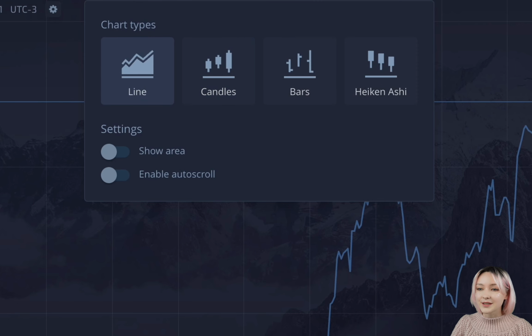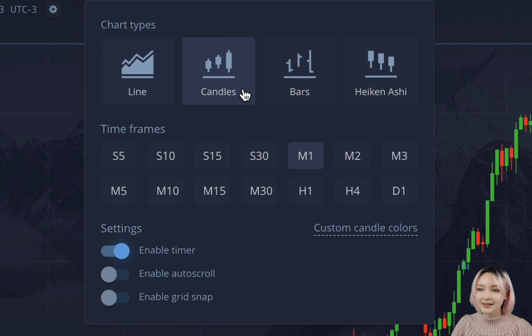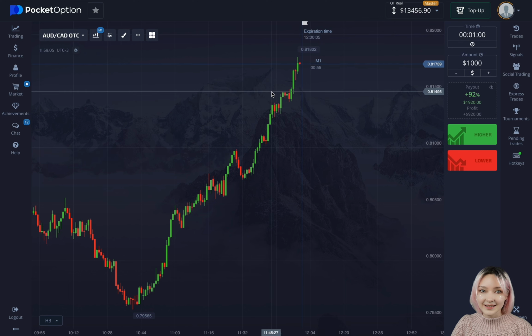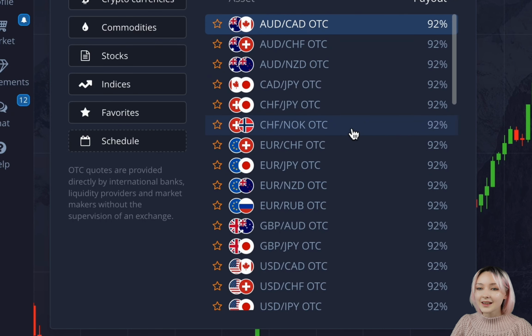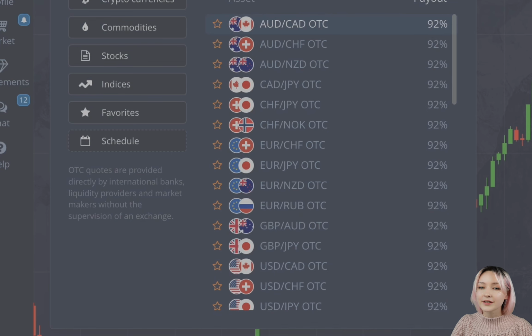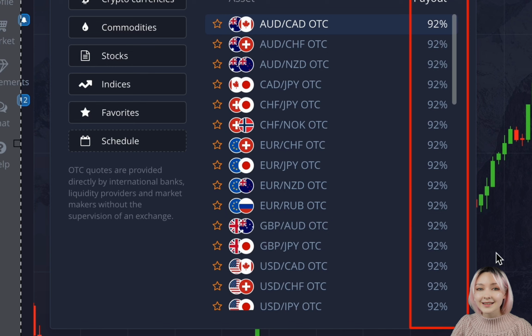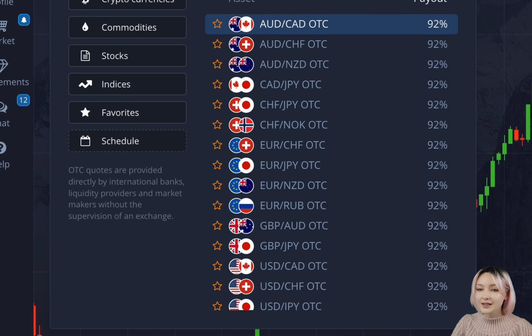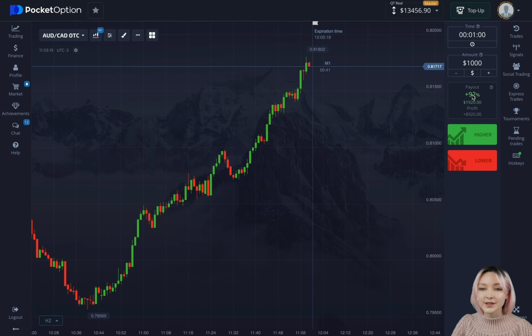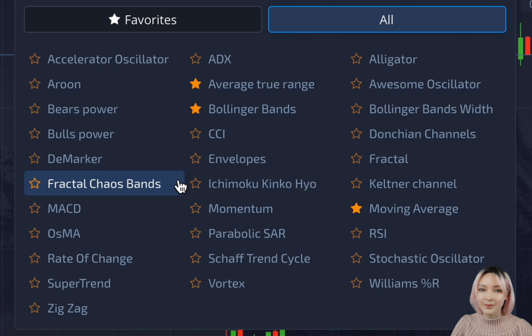For starters, let's switch the type of chart to candles. It'll help us vastly today. Then right here, we're choosing a currency pair with the highest payout. Basically, there's a certain list, and in this column, the payout for each asset is displayed. This means we'll get plus 92% of profit if your trade ends up successful. Everything's clear here. Now let's add one of the simplest indicators called Bollinger Bands.